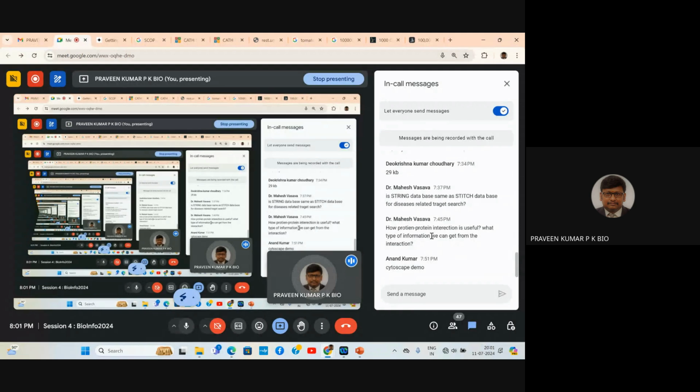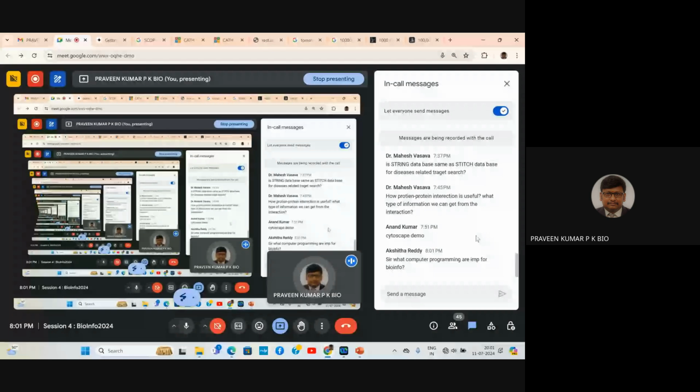How is protein-protein interaction useful? What type of information? You asked this at 7:45, but now I think at 8 o'clock we got some information, isn't it? If you have two different courses, you can select the two different courses, that is functional enrichment, and you can get the most important significant things. I think I have explained STRING and STITCH. STRING is just protein-protein. STITCH is chemical-protein interaction.